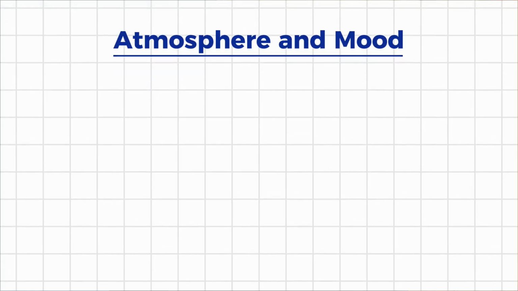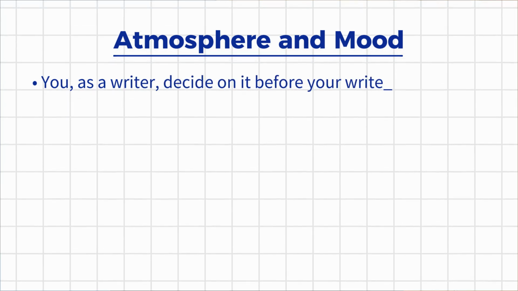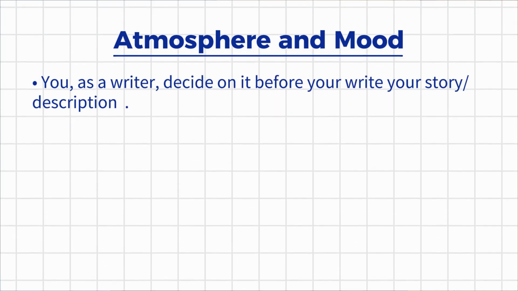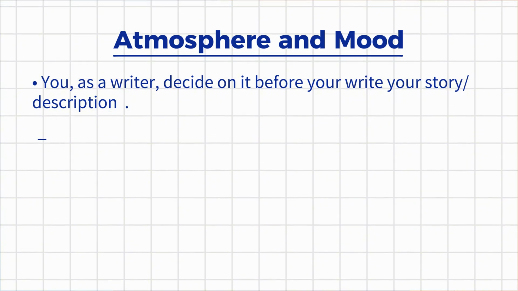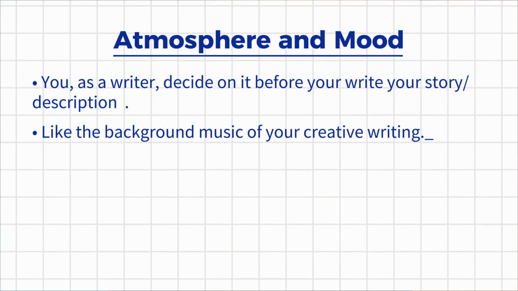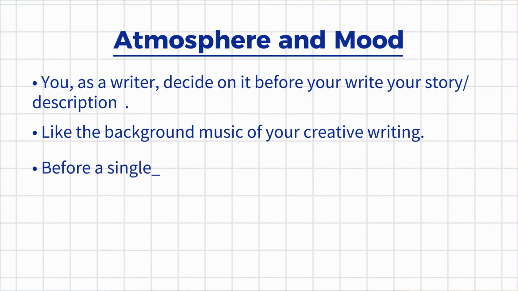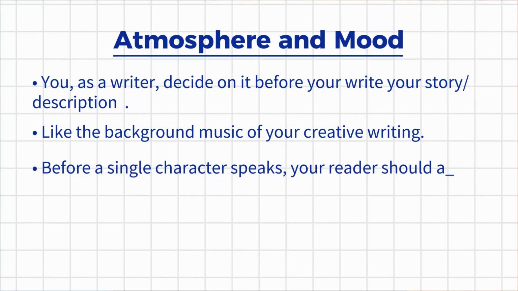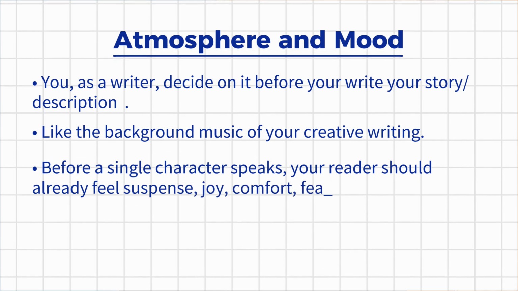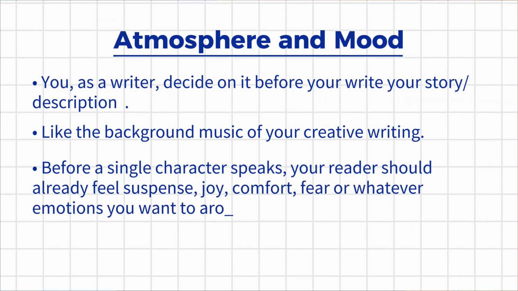So firstly, we've got atmosphere and mood, which you, as the writer, decide on before you even write a single word. And I want you to think of the atmosphere and mood a bit like background music. It's colouring everything. So before a single character speaks, your reader should already feel suspense or joy or comfort or fear or whatever emotions you want to arouse.